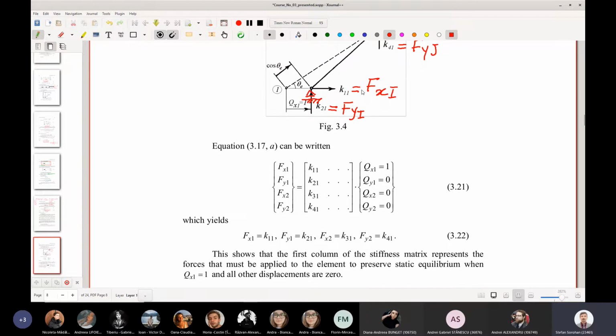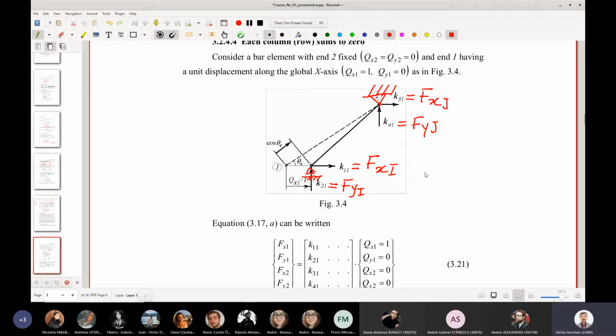And using this very simple idea, you can fill all the matrix terms here, calculating only the reaction forces. The reaction forces here may be calculated using mechanics of materials. Yeah, you know, here the Mohr-Maxwell method, for example.